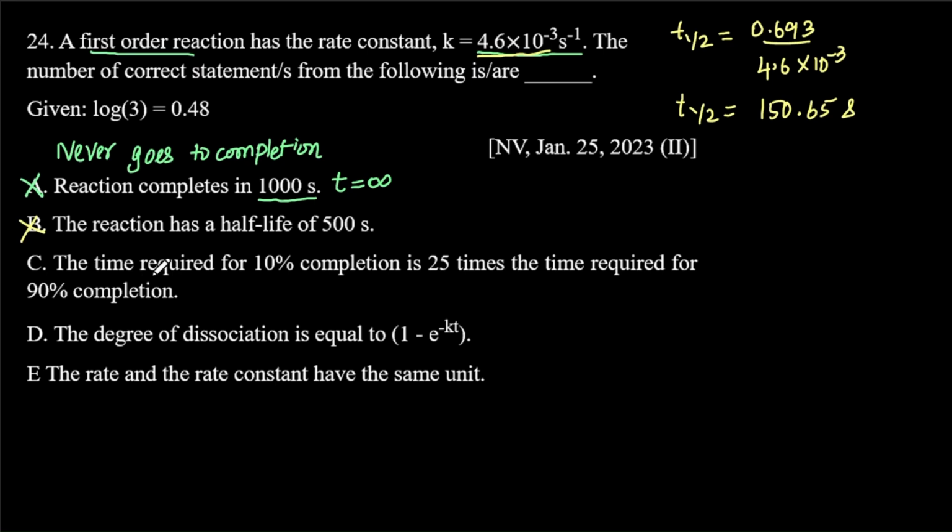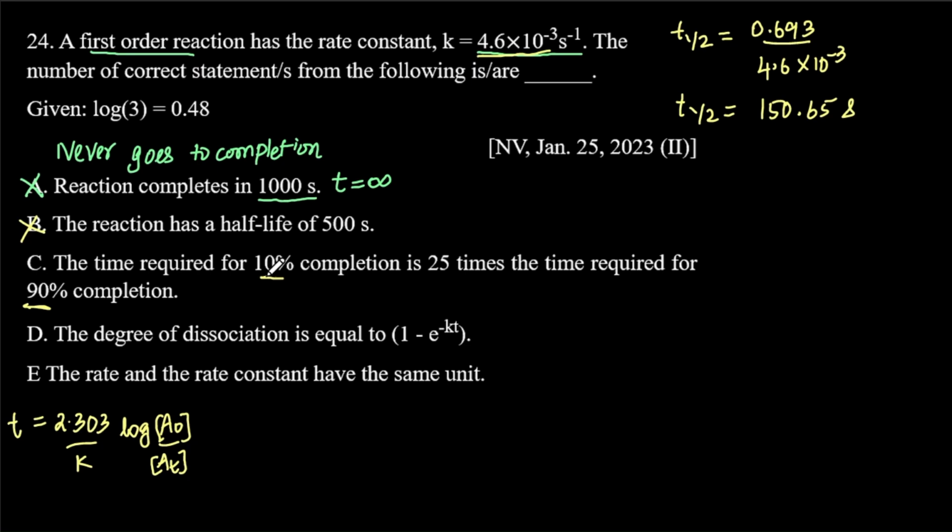The next statement is, the time required for 10% completion is 25 times the time required for 90% completion. We can find this by using the integrated rate law. The rate constant is equal to 2.303 divided by time into log of A naught, the initial concentration of the reactant, divided by At, the concentration of the reactant after some time. Now you can rearrange this equation by taking the time t to the left hand side. So we will get t is equal to 2.303 by K.